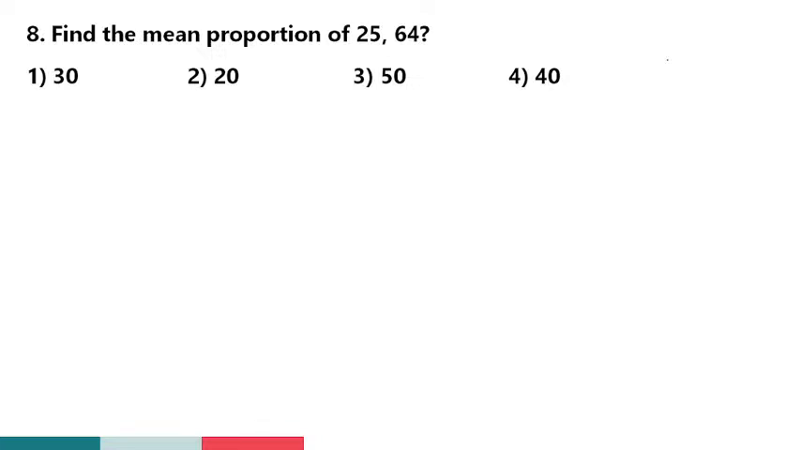Find the mean proportion. What is the meaning of mean proportion? Second proportion. What is the formula for the second proportion? The formula is p is equal to root of AC. So I think no need for pen and paper. Root of 25 is how much? 5. Root of 64 is how much? 8. 5 eights are 40. So that's why option 4 is the right answer.